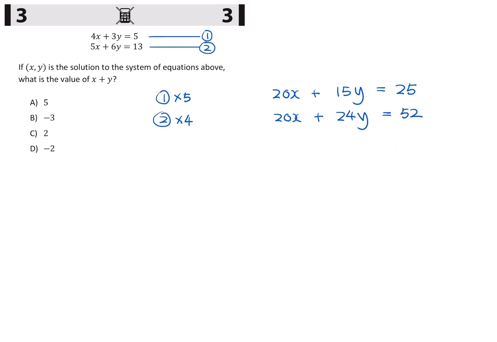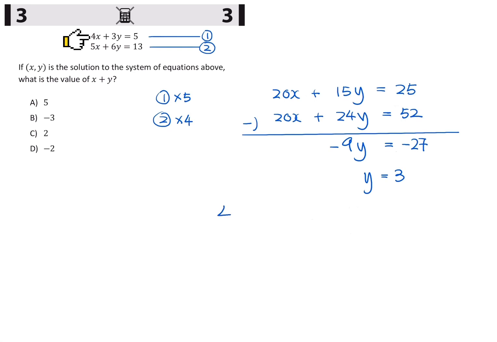Next step is the same as before. I'm going to subtract the second equation from the first equation. This time the 20x cancels out. We are left with 15 minus 24, that is negative 9 times y, equals 25 minus 52, that's negative 27. So again, we have reduced two equations with two unknowns into one equation and one unknown. Dividing both sides by negative 9, we get y equals 3.